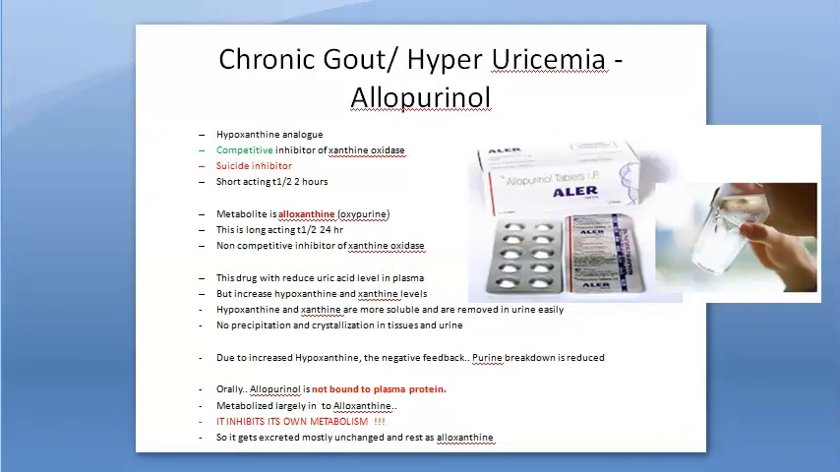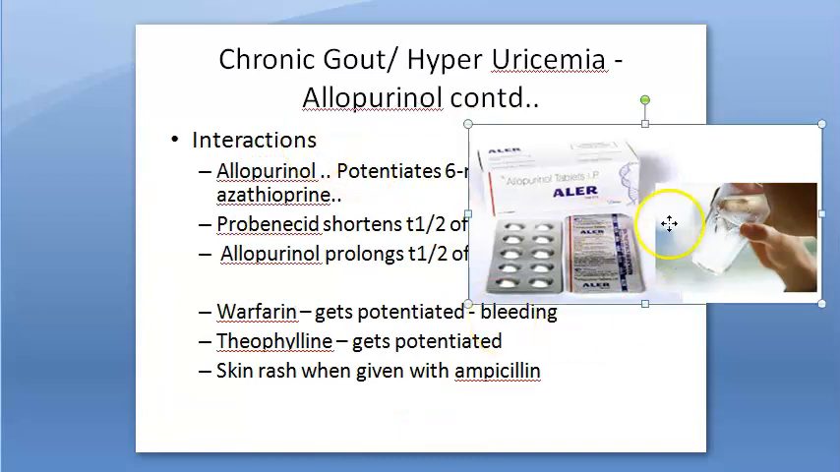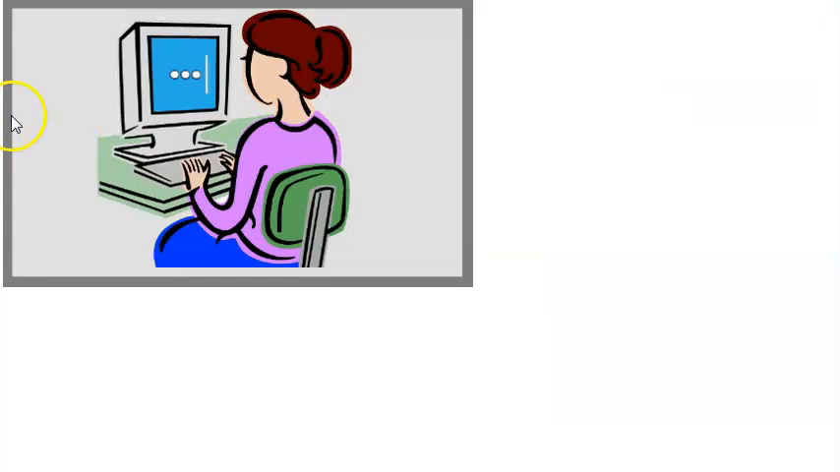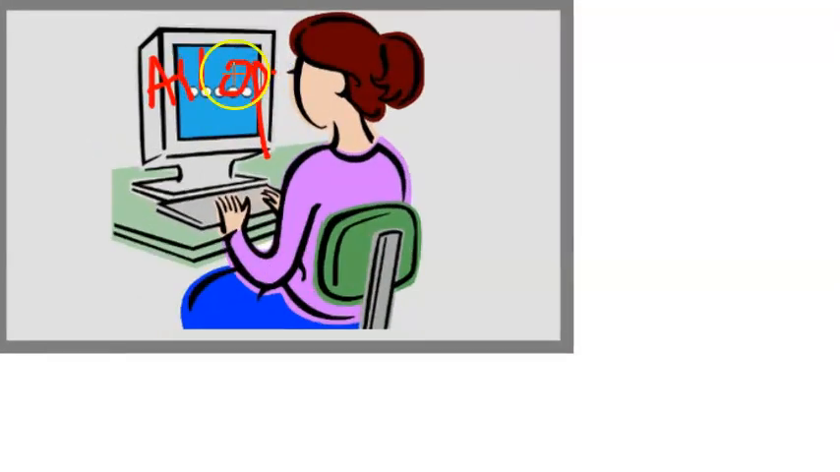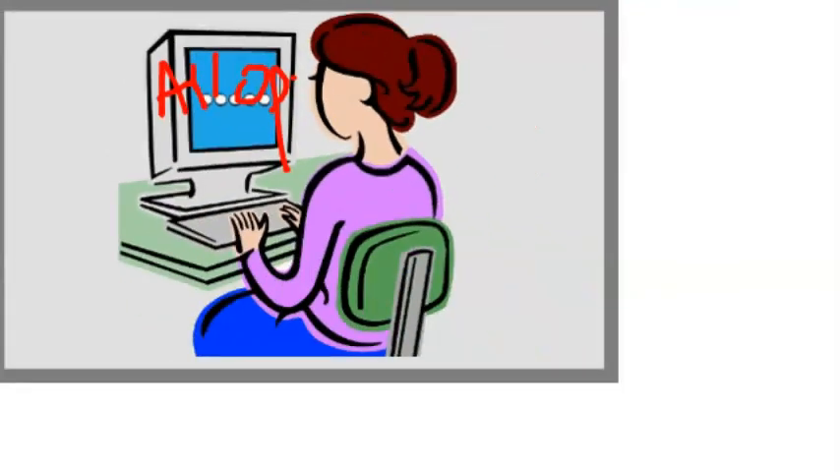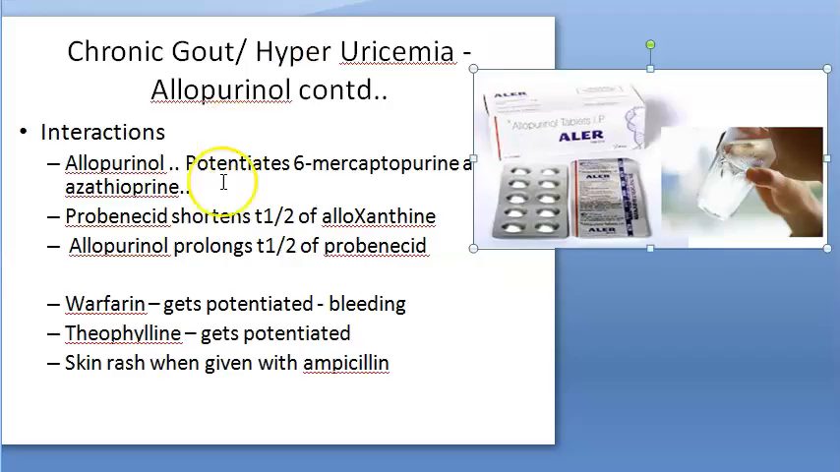We have to continue. We will look at the interactions of allopurinol. Okay. Are you fine? Are you okay? What are we looking at today? Allopurinol. We are looking at allopurinol today. Good. Wake up if you are sleeping. Now let us move on.